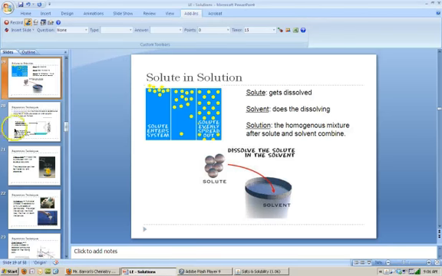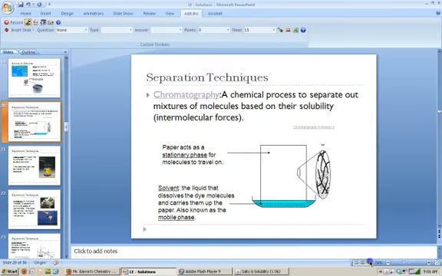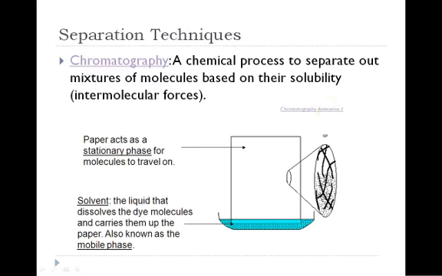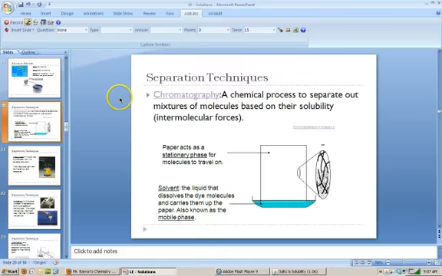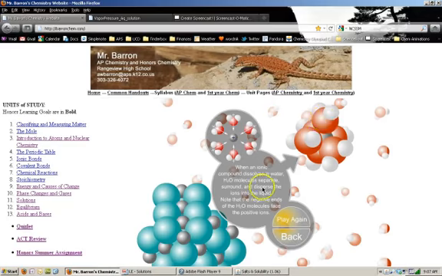So how do we separate things out? There are a couple of different processes that we can use to separate out mixtures. One of them is chromatography. Chromatography is a chemical process to separate out mixtures of molecules based on their solubility, how much they dissolve. Remember, how much they dissolve often has to do with what we call intermolecular forces. An intermolecular force is a force between molecules. An example of that would be right here, where we saw that there was a strong intermolecular force between the positive ions in the salt crystal and water, and that's why it was dissolving.